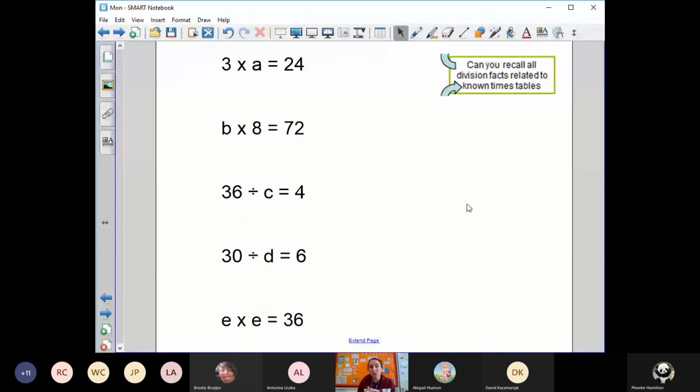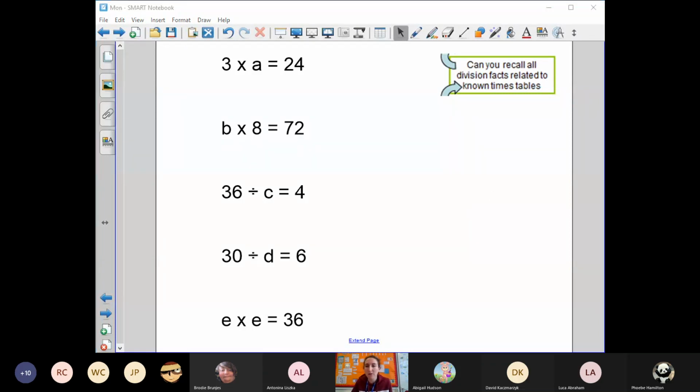Some missing number problems that all involve multiplication and division. So can you please warm your brains up for our Monday morning by working out what the missing letters are in each of these calculations to make them correct. So we're kind of carrying on with our algebra from last week, where we've got our missing numbers using letters.